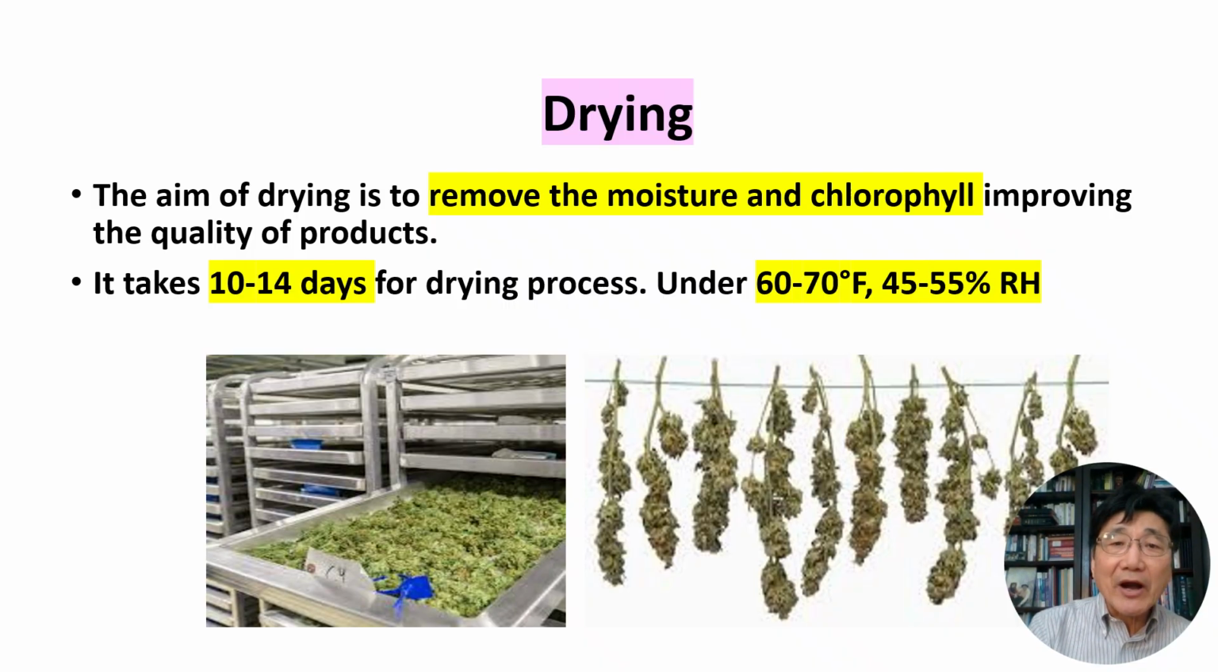The aim of drying is to remove the moisture and the chlorophyll, improving the quality of the products. Hang drying is the most common method, allowing for even, slow drying as moisture moves from the stems to the buds. It takes 10 to 14 days.